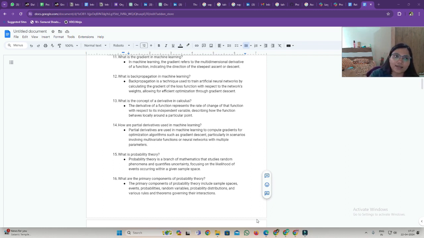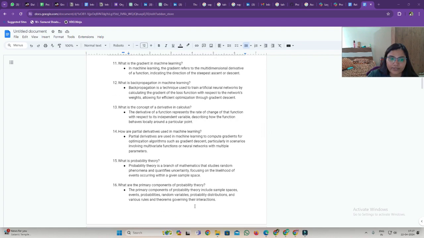So it's like you have a bag of different colored balls, like 5 red balls, then green, yellow and black. When you put a hand into the bag and pick any ball, what is the probability of which ball is coming? That is probability theory.